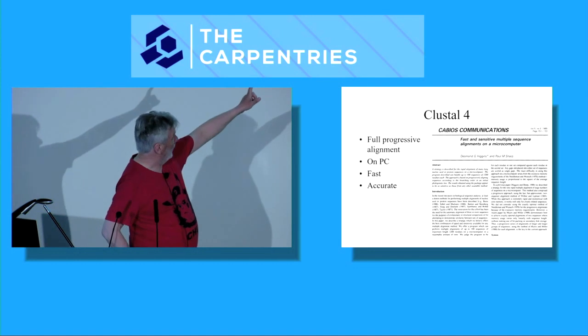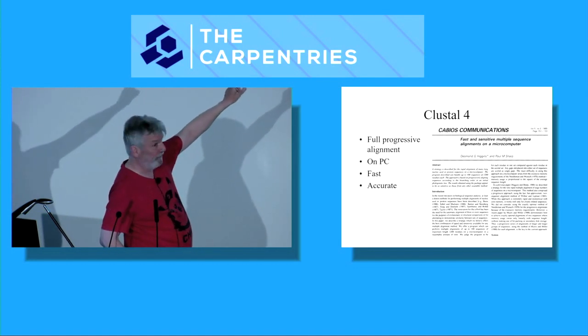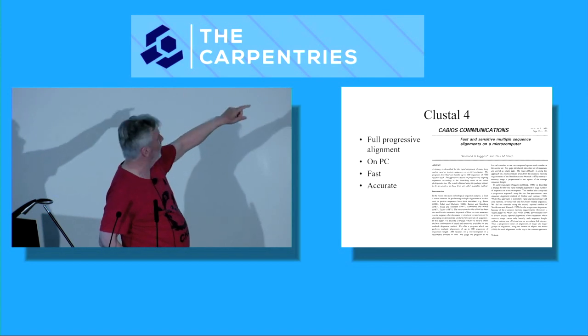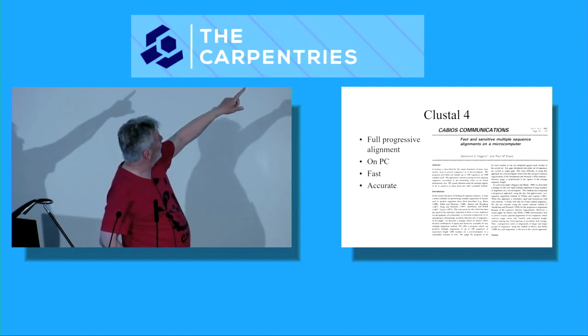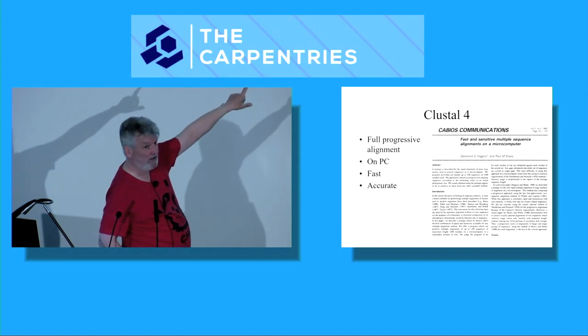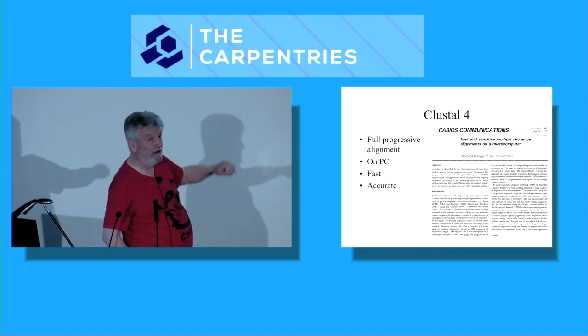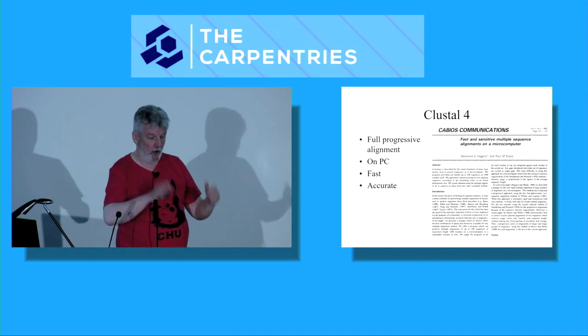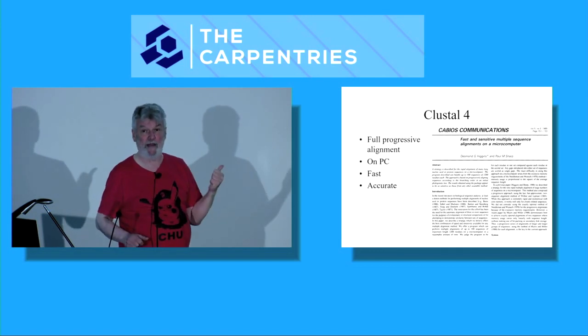This is a paragraph from that paper I showed you just a moment ago, where we give the instructions as to how to get the software. Basically, send us 3 floppy disks in the post. We'll copy the software onto the floppy disk and we'll post them back to you.